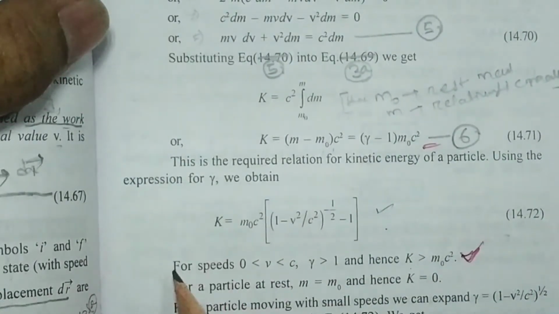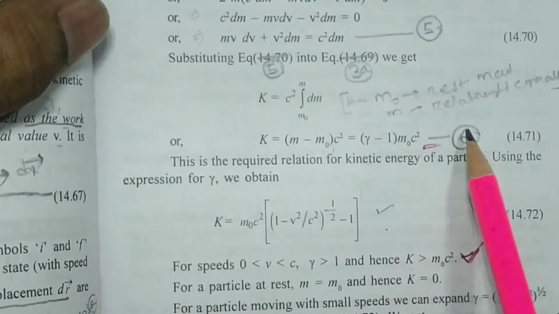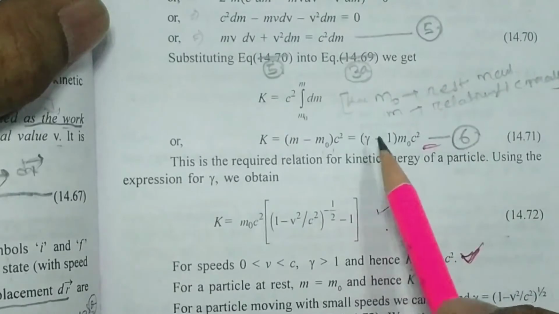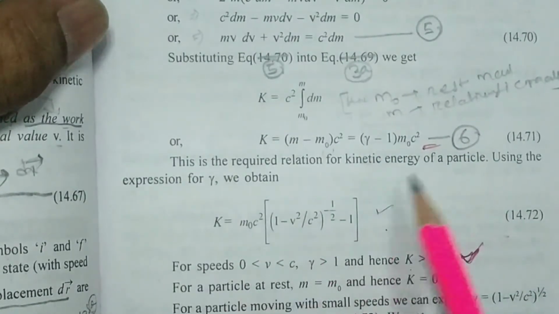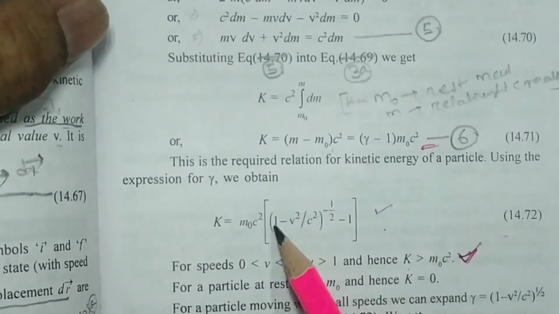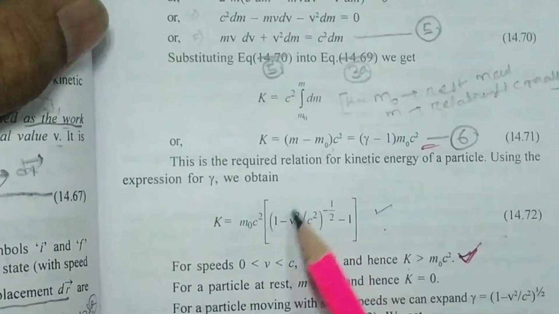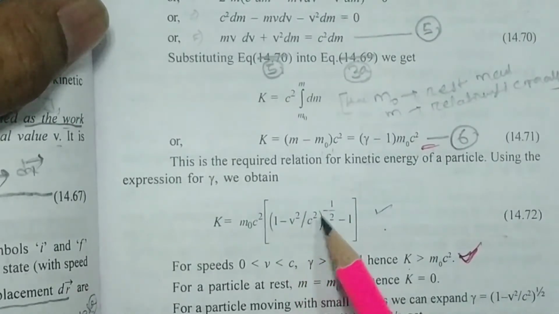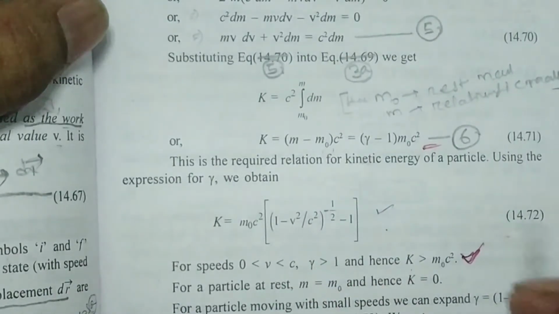Or we can obtain from this equation 6, if we put the gamma value, it can be written as mc square in bracket. Instead of gamma, we can write 1 by square root of 1 minus v square by c square, or it can be written as 1 minus v square by c square to the power minus 1 by 2, minus 1. Anything you can write, no problem.